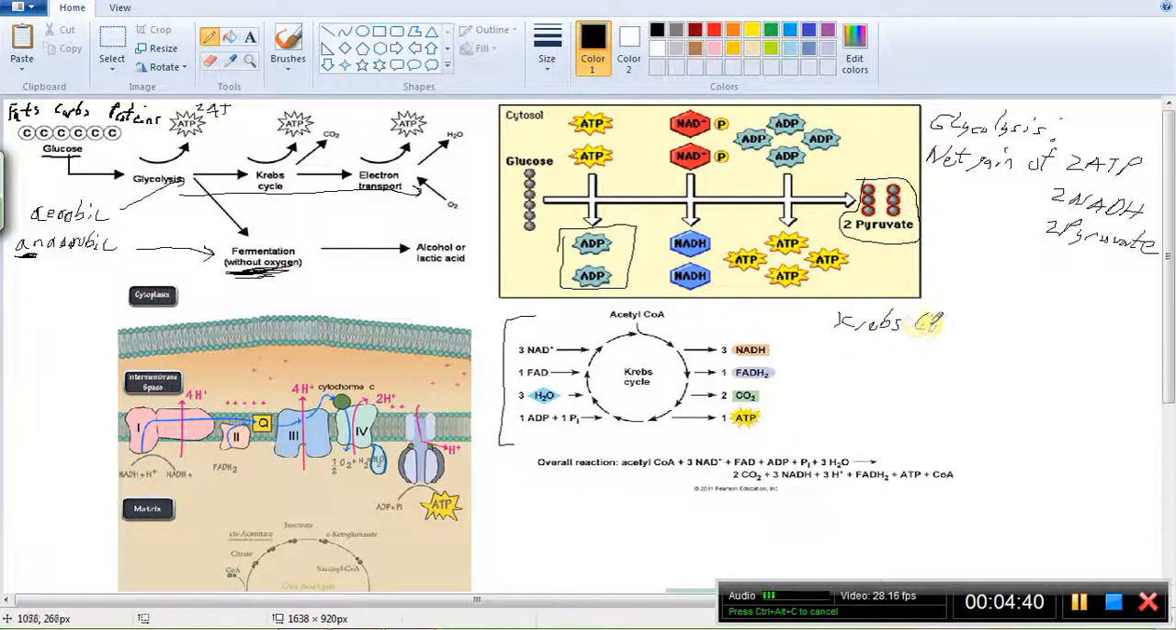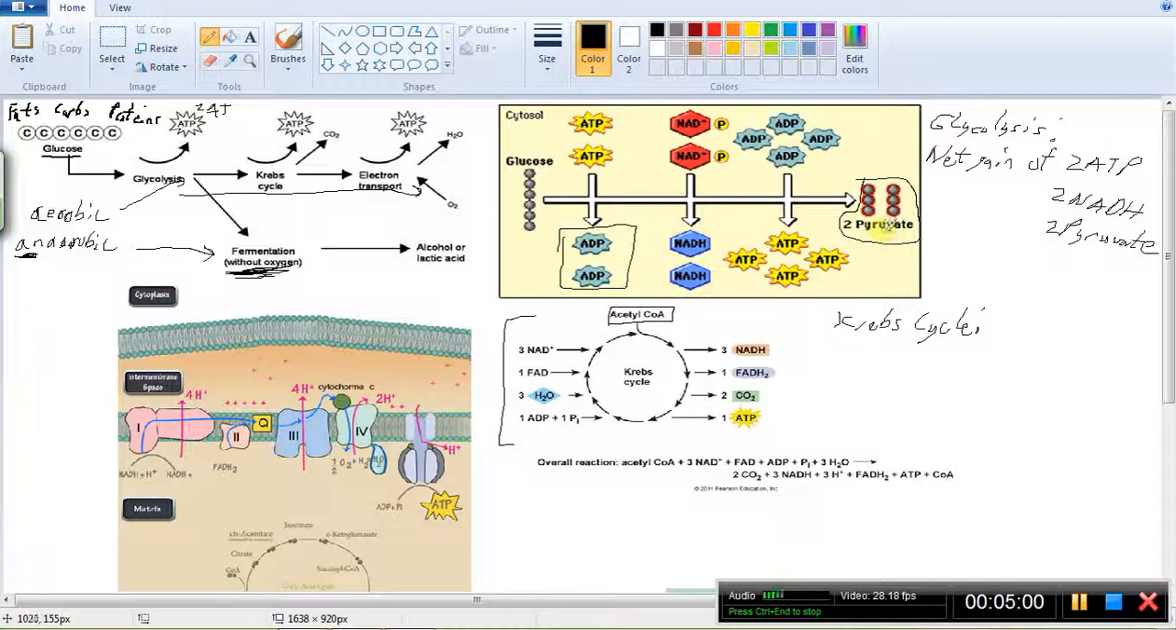The Krebs cycle. Remember, it's also commonly called the citric acid cycle. So citric acid cycle, Krebs cycle, those are both the same. Important things to note here, again, are what we start with on the left side, what we end with on the right side, and then also the starting molecule for the Krebs cycle.